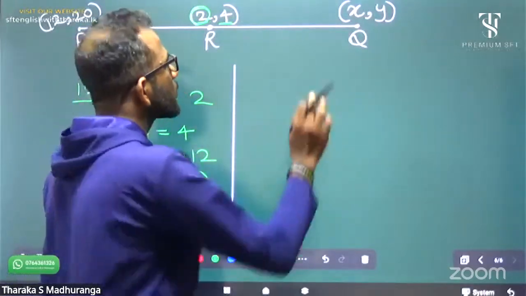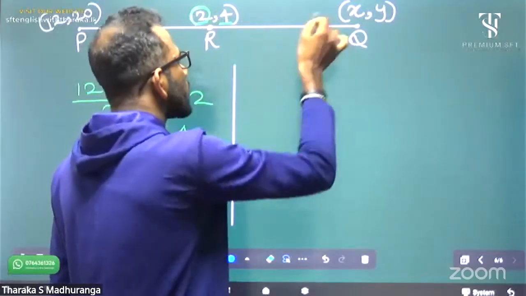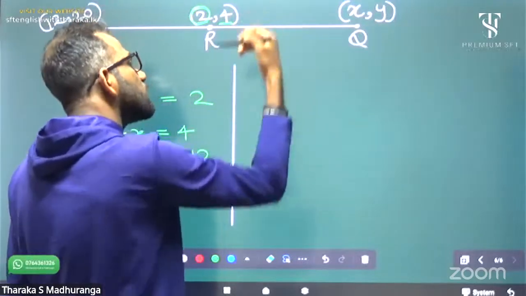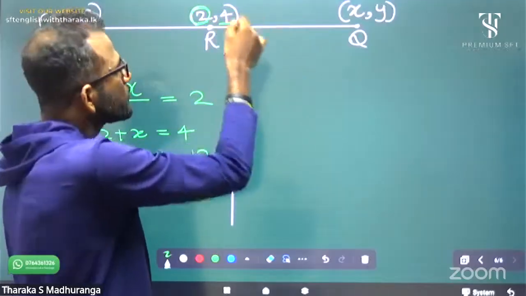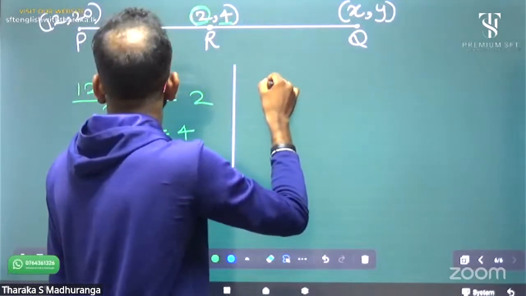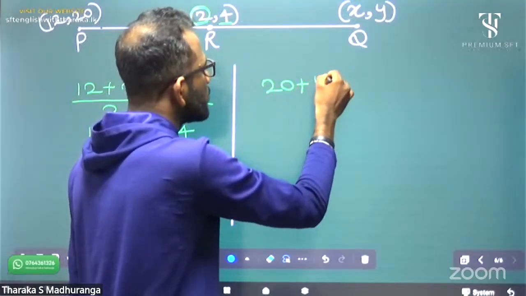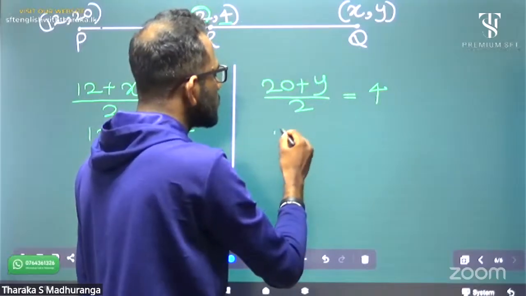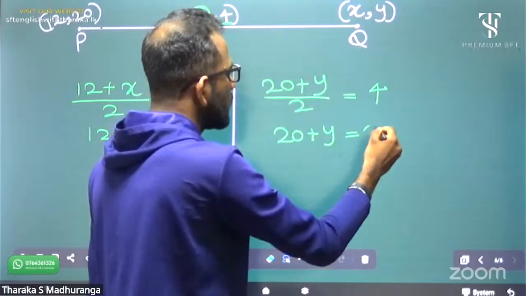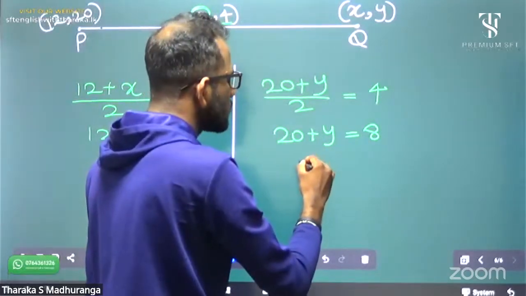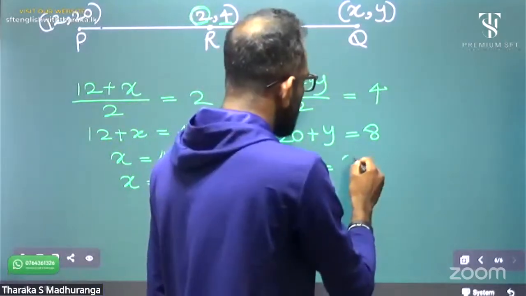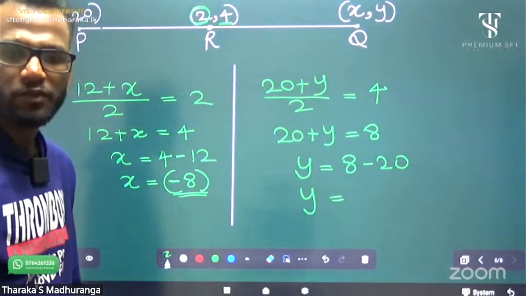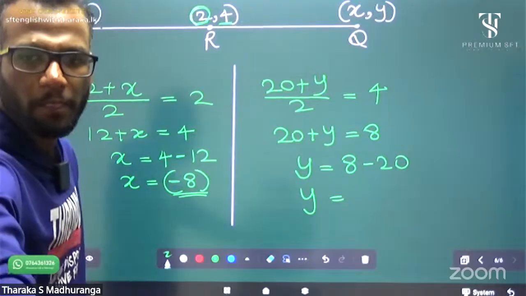Now the same method you can use to calculate the y coordinate as well. What is the method? y1 plus y2 divided by 2. The answer is the midpoint coordinate. 20 plus y over 2, the answer is 4. Now cross multiplication, 20 plus y equals 8. Now y equals 8 minus 20. What's the answer? Minus 12.